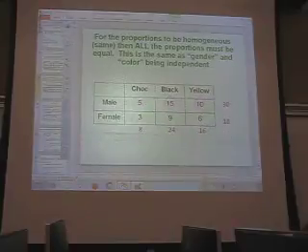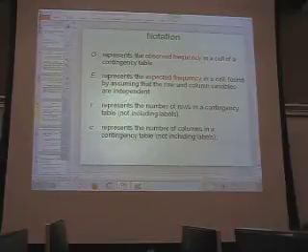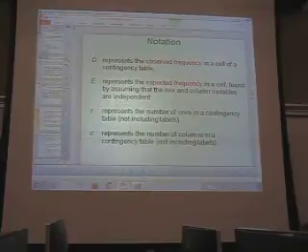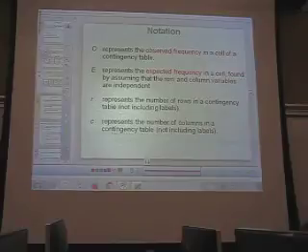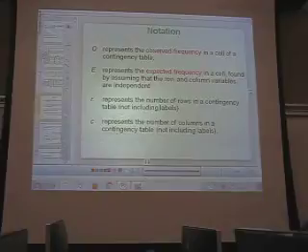Same thing, kind of like we did a second ago, right? They weren't exactly the same. They're off a little bit. Notation, your O's and E's are the same. R represents the number of rows in your contingency table. C represents the number of columns, not including the labels.